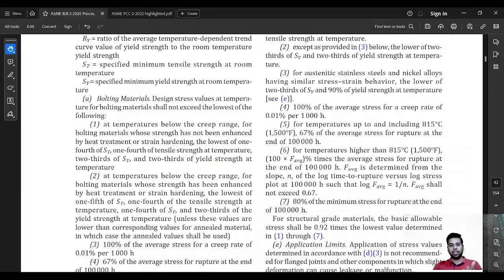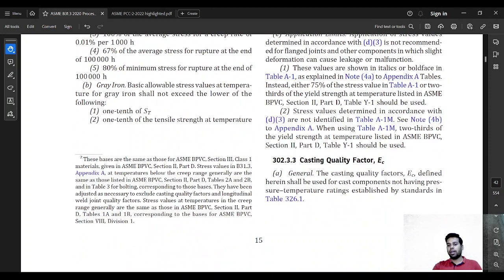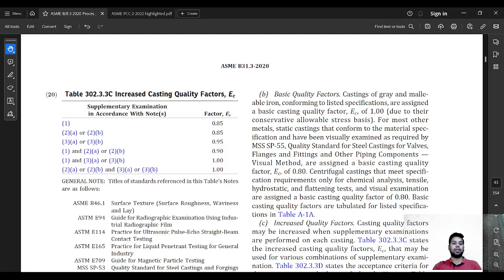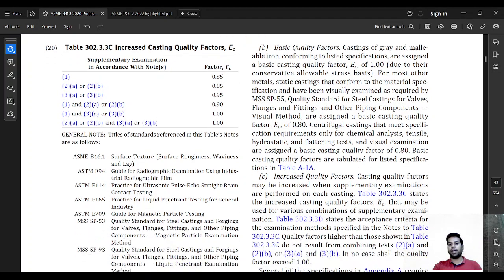So there are different design stresses for different materials. Casting quality factor: the casting quality factor defined herein shall be used for casting components not having pressure temperature ratings established by the standards in Table 326.1. So these are casting quality factors. Some notes are given here. Note 1: the factor is going to be 85%.